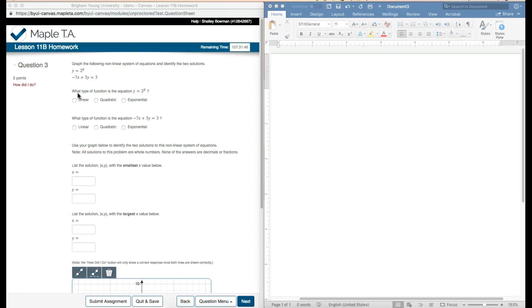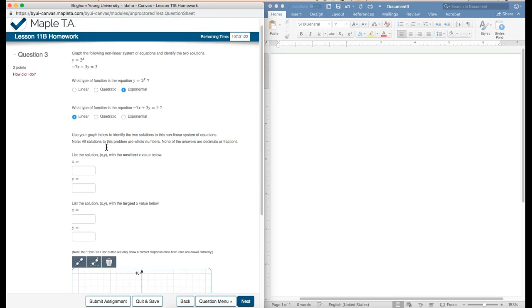So that leads me to the first question. What type of function is the equation y equals 2 to the x? So I'm going to select that this is exponential. The next one says, what type of function is negative 7x plus 3y equals 3? This one I have an x and a y. x is to the first power, y is to the first power. Nothing's in the exponent, so this is a linear equation.